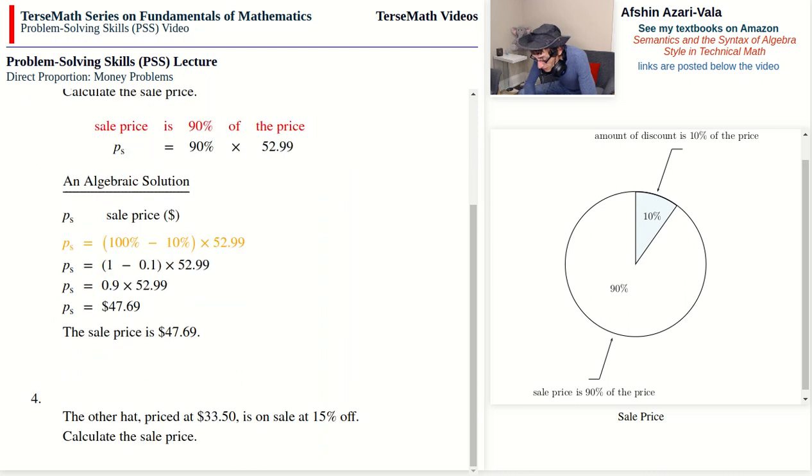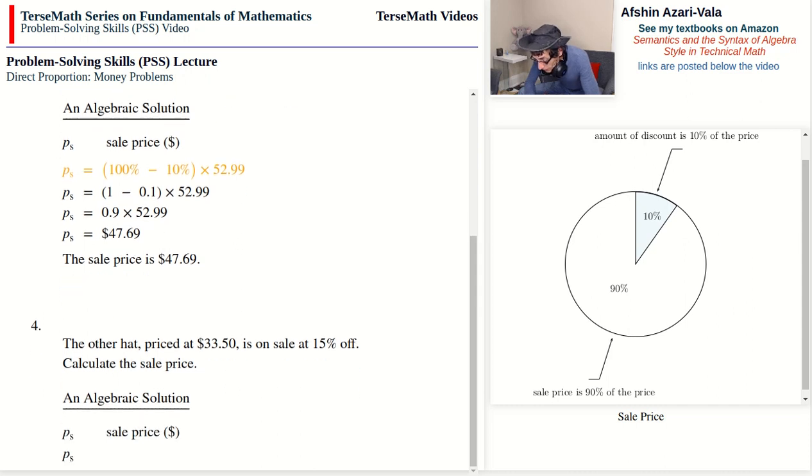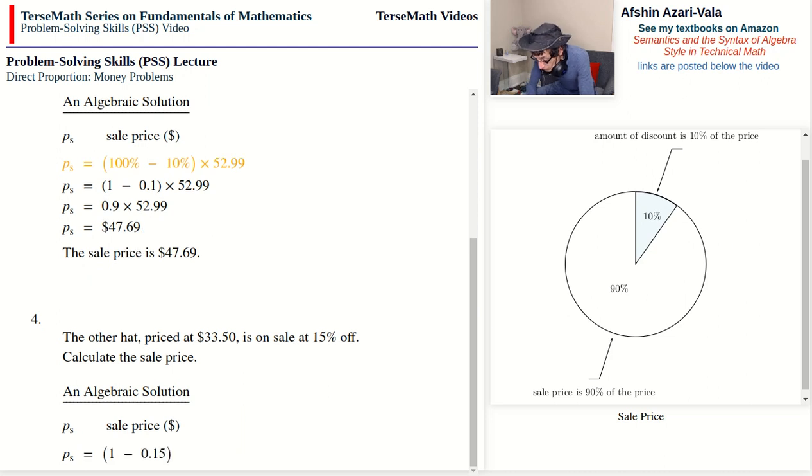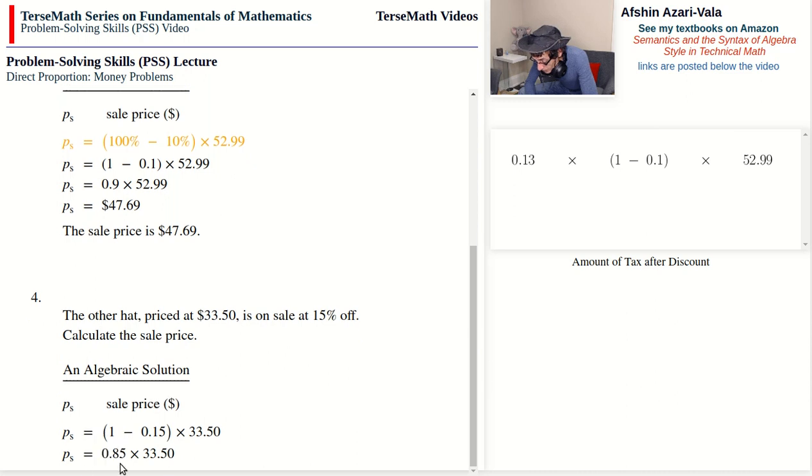Okay, for practice again, the other hat, priced at $33.50, is on sale at 15% off. Calculate the sale price. So now we know what to do. We have PS, sale price in dollars, and PS becomes equal to, now I'm going to use decimals right away. So 100%, that's 1 minus 15%, which is 0.15. And we multiply this by 33.50, which is the price. And that becomes 85% of the price. So sale price is 85% of the price.